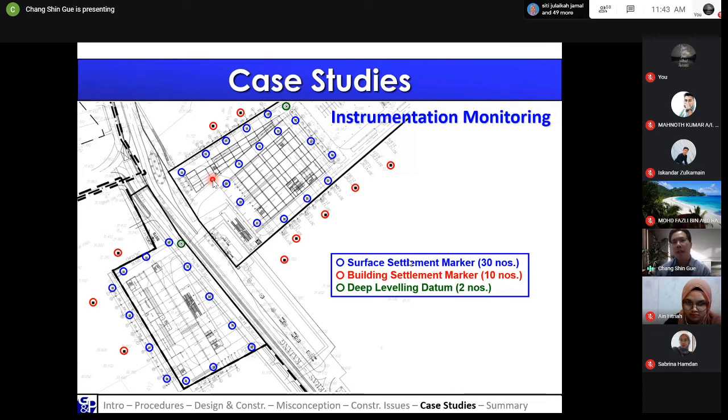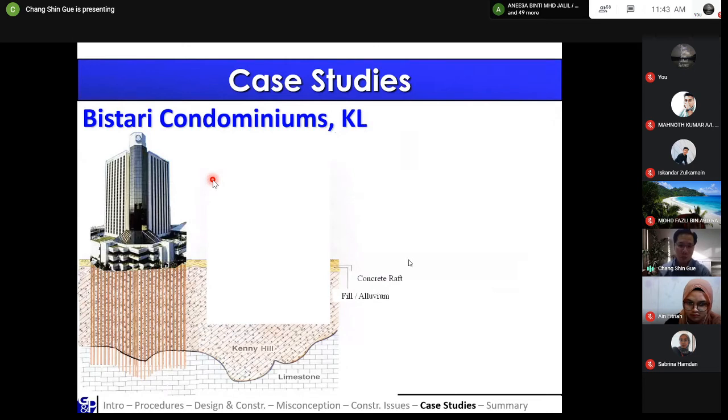So that basically is for the first case study. Then I'll move on to the other case, which I will not go in depth. This is for Vistari Condominium, just to show you that next door is a Pan Pacific Hotel, where the original design, they've actually designed long piles all the way to the limestone bedrock. So it's long piles with columns, so it's quite expensive.